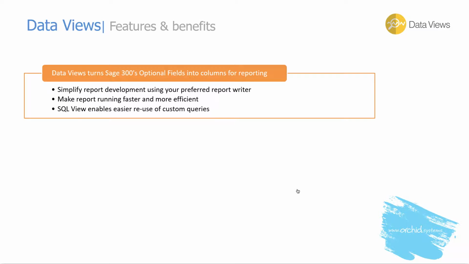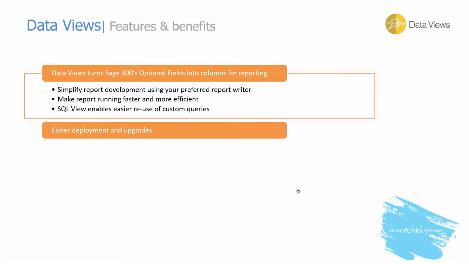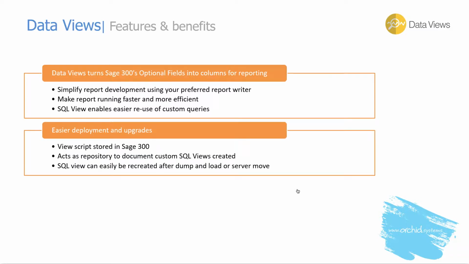In addition, SQL data views enables easier reuse of custom queries. So it makes it easier to deploy and upgrade because the view script is stored in Sage 300. Data views acts as a repository of all the custom SQL views that you might have created to facilitate reporting. And the SQL view, although it's not recreated automatically after a dump and load, because the script is within the Sage 300 database, you just click one button and it can recreate the SQL view.